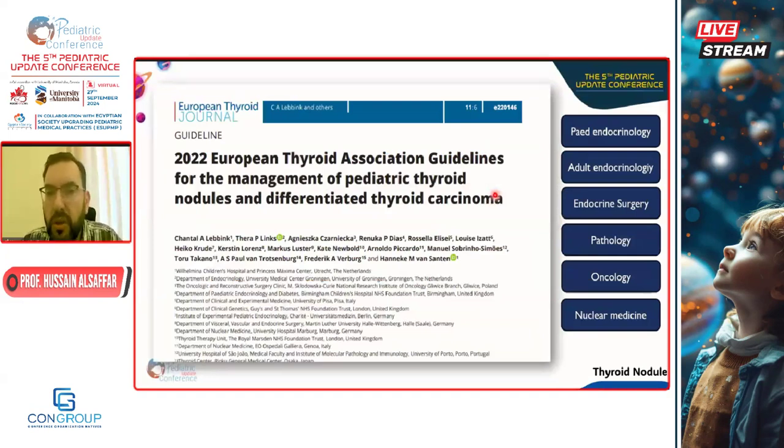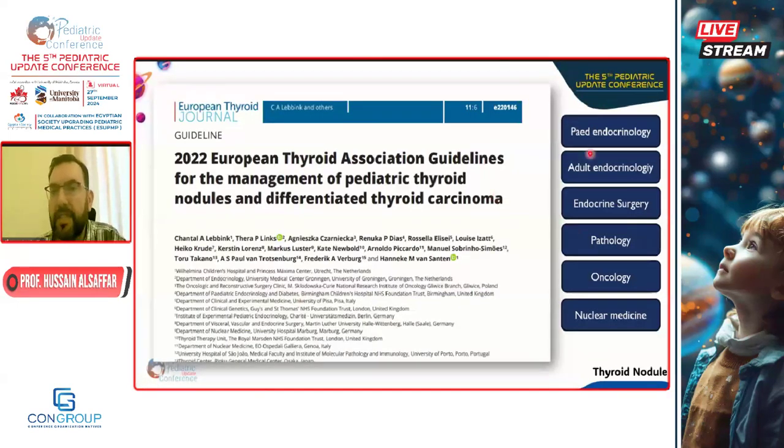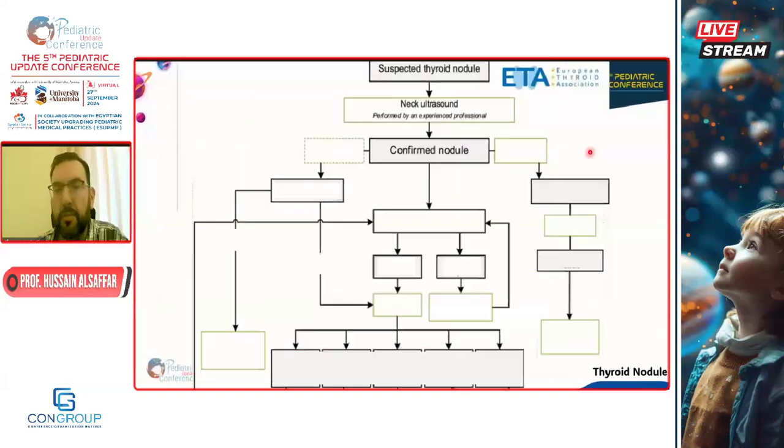In 2022, the European Thyroid Association published a guideline for the management of pediatric thyroid nodules and differentiated thyroid carcinoma. Chantal Libnet came up with her colleagues with this wonderful algorithm. And I didn't mention perhaps to you guys that this guideline was done with the help of a number of multidisciplinary teams, including pediatric and adult endocrinology, endocrine surgery, pathology, oncology, and nuclear medicine. Now, let's go through this algorithm together.